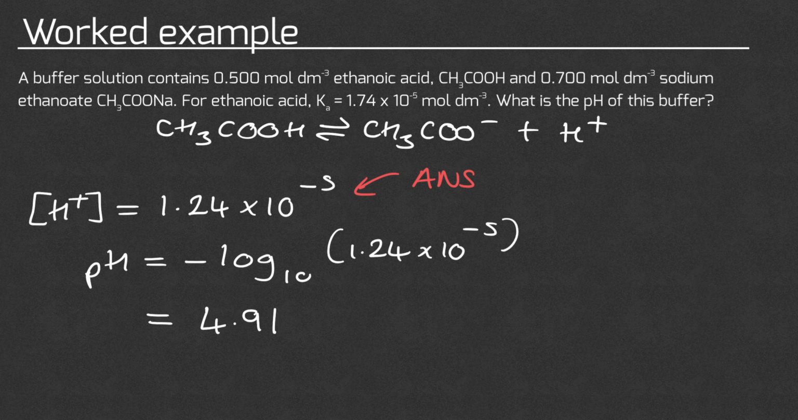And as we've seen now many times throughout this topic, once we have a concentration of H+, we can use pH equals minus log to the base 10 of that H+ concentration, giving us a final answer of 4.91. Again, we're making sure to round our answer to 2 decimal places.